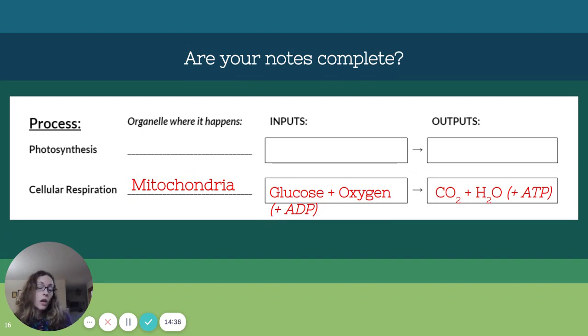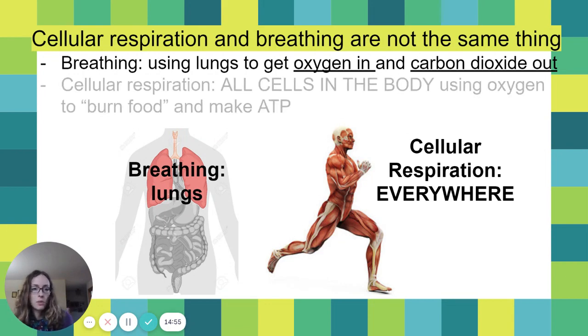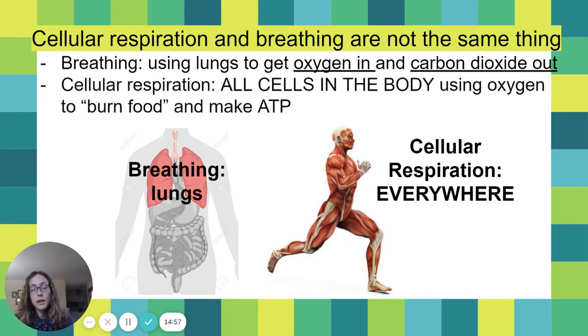The cells in your lungs do need some ATP, so they do cellular respiration. But I do not want you to think about this process being something that happens in your lungs. Your lungs bring oxygen into your body because you need that oxygen for cellular respiration. Your lungs also exhale carbon dioxide, which is a waste product from cellular respiration. But cellular respiration is happening in the mitochondria of every cell in your body.